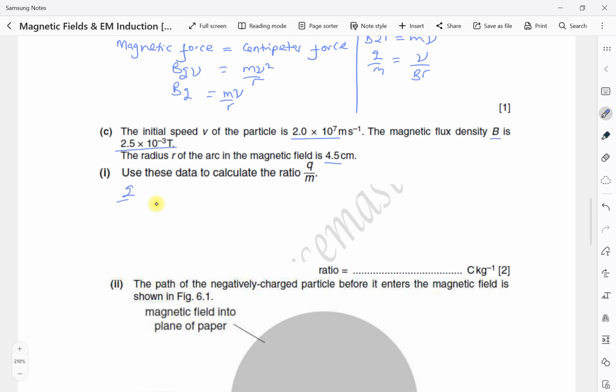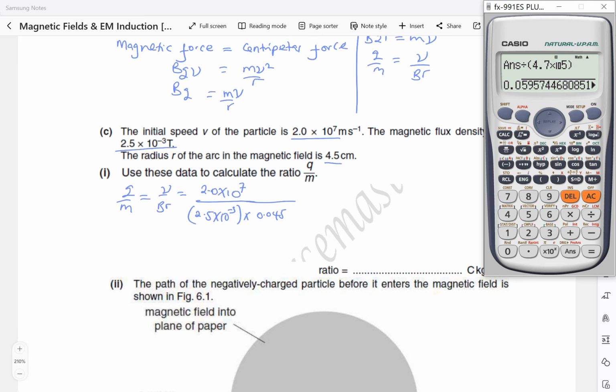So Q over m is equal to V over B times R, which is going to be: V is 2.0 times 10 to the power of 7. Then B is 2.5 times 10 to the power of minus 3 teslas. Then times R, which is 0.045, to change it to meters.